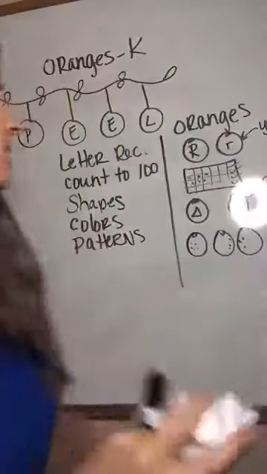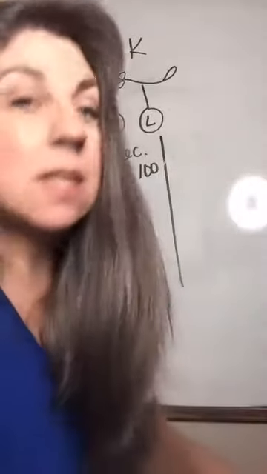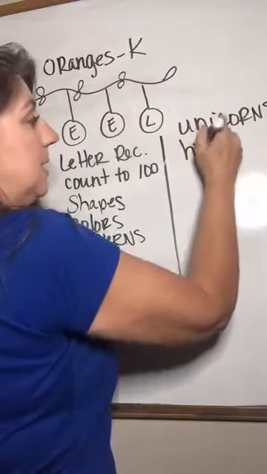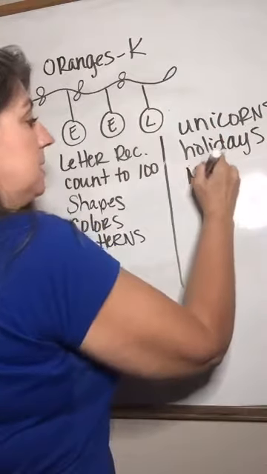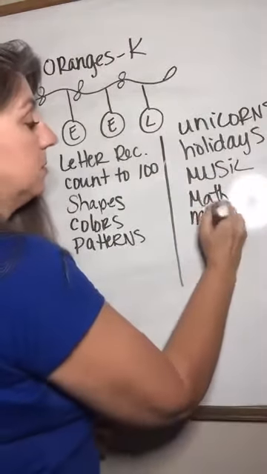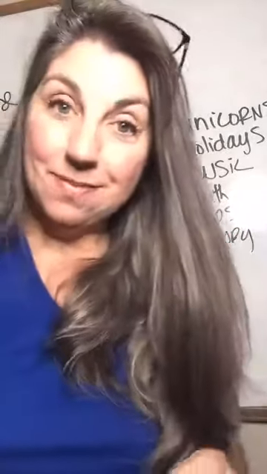The beauty of seeing the topic and peeling it back to the pieces on the inside. What are the skills or the objectives? Once you know that, here's where the magic comes in. Now you can do any theme. Any theme. Now you can do unicorns. You can do holidays. You can do music. You can do math. Just straight up basic math. You can do maps. You can do history. Or any other theme that you think of.